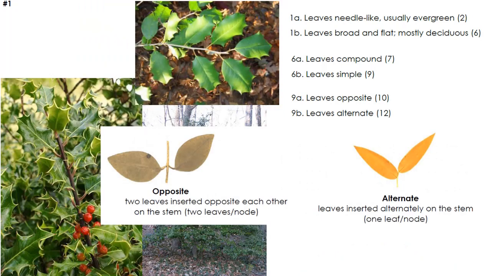9A, leaves opposite, or 9B, leaves alternate. So opposite means the leaves come opposite of each other out of the stem, and it's got to be directly opposite each other. Sometimes that's a little difficult to see, but in this case it's pretty clear they're alternate because there's one leaf per node, not two leaves coming out of one node. So it's leaves alternate, go to 12.